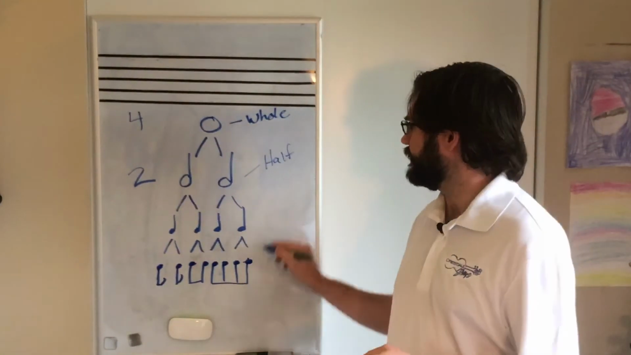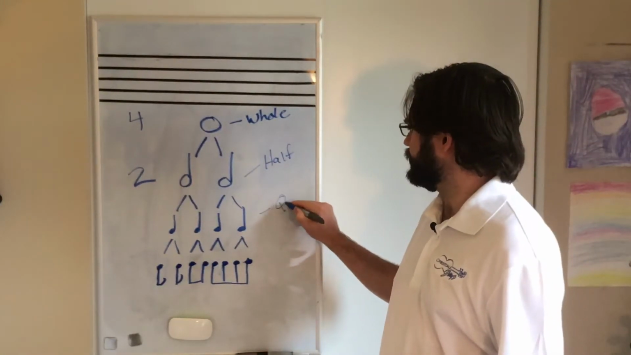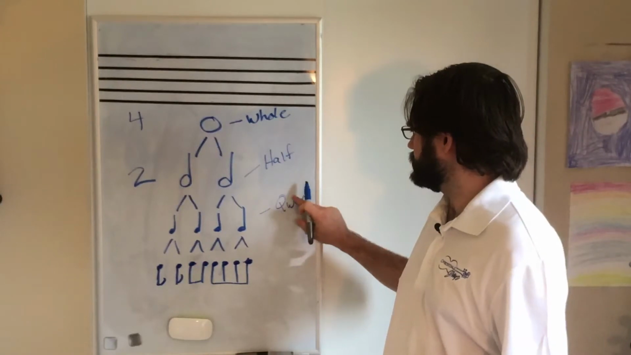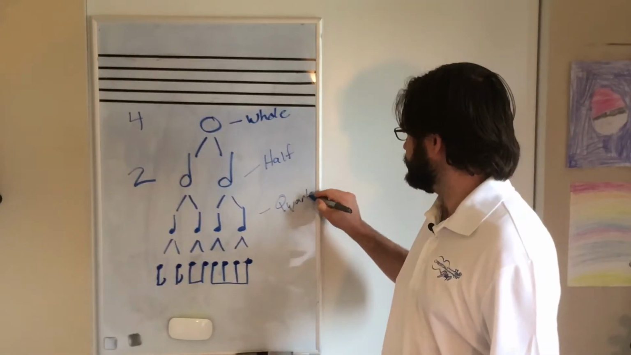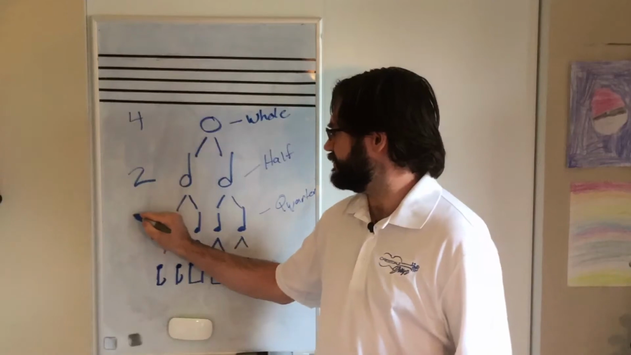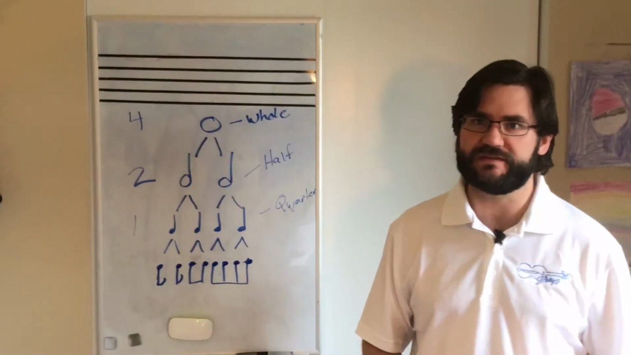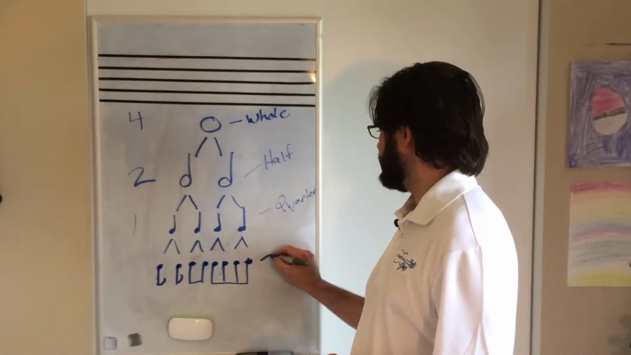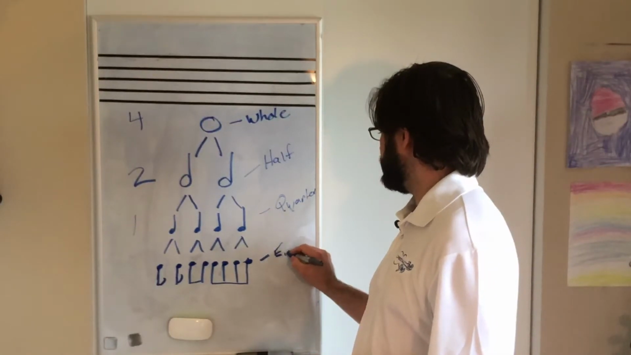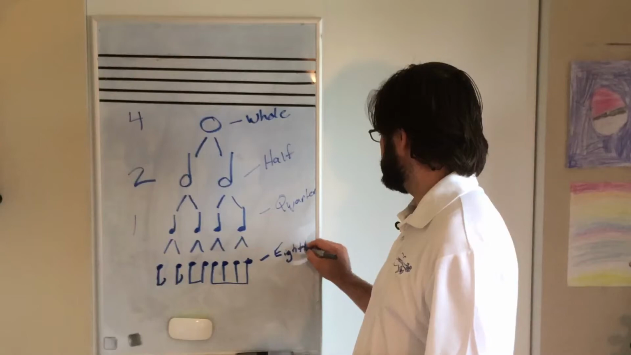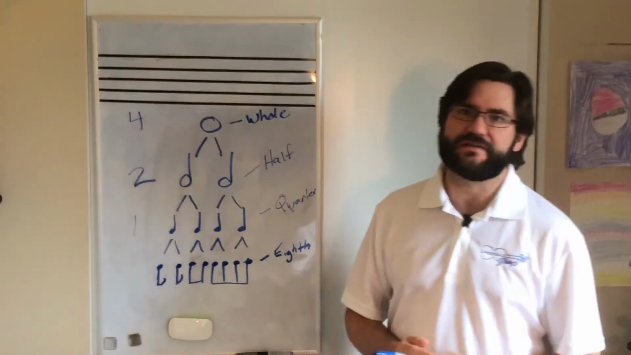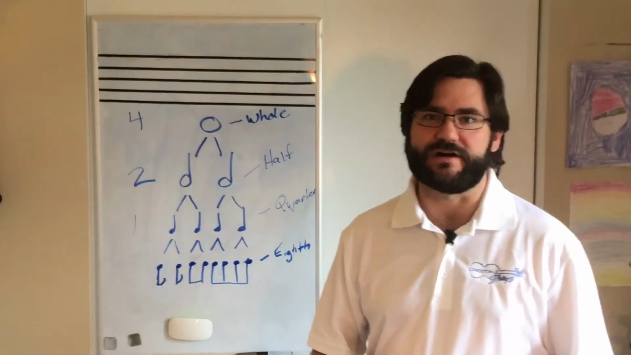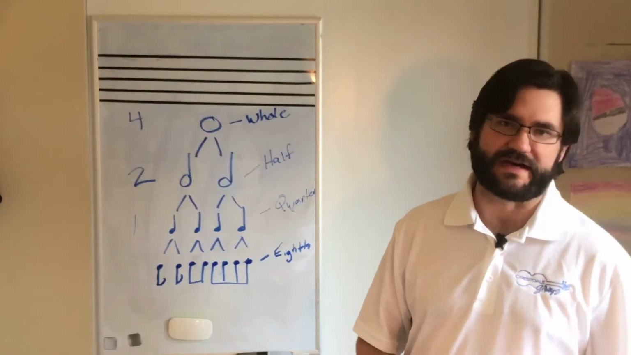Each half note can be divided into quarter notes. Each quarter note lasts 1 beat. And then each quarter note can be divided into 1/8 notes. Each 1/8 note lasting half of a beat in this beginning time.